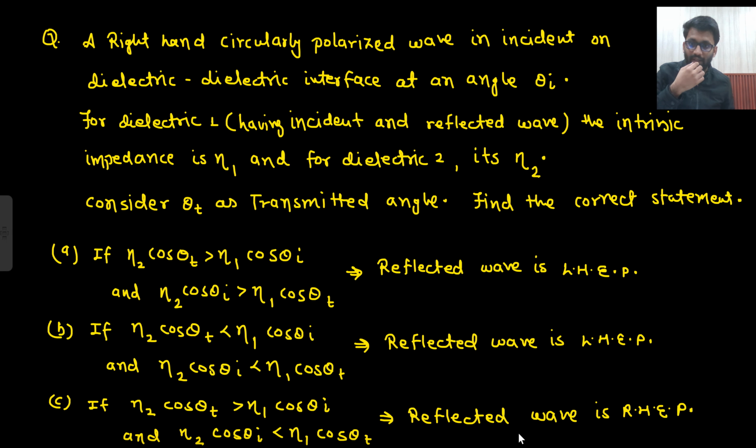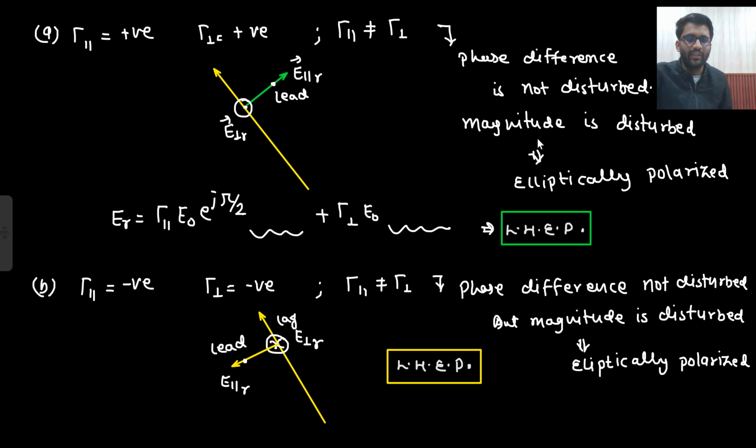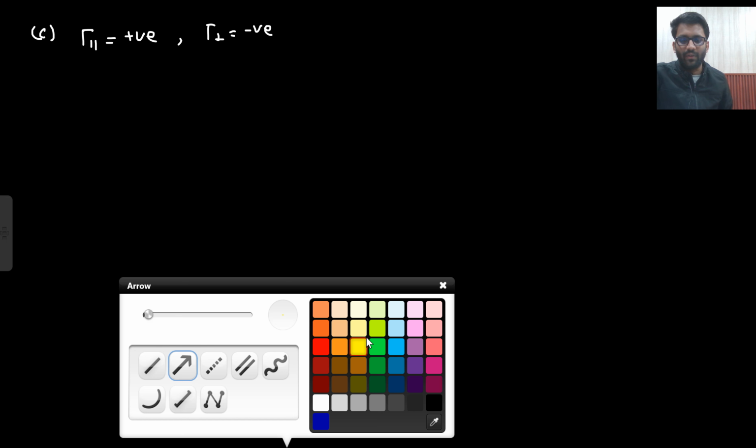Let's take case C. In case C, what they are saying is eta 2 cos theta t is greater than eta 1 cos theta i. That means gamma parallel is positive and gamma perpendicular is negative. You can directly see here, this is positive and this is negative. We are not going to write these things again and again. I know that the phase difference is not disturbed, the magnitude is disturbed, so certainly it will be elliptically polarized. Now we just need to see left hand or right hand.